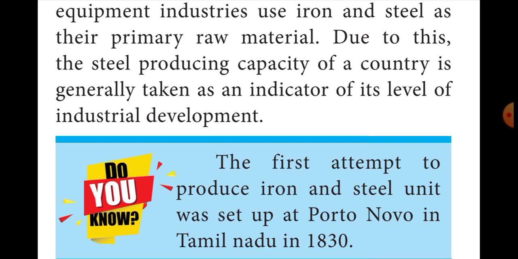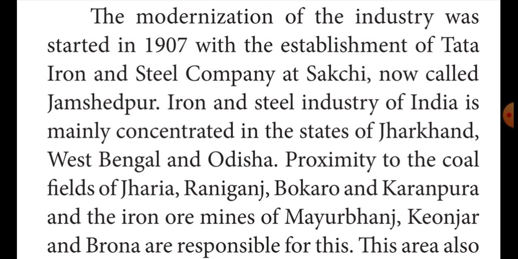Then the modernization of the industry was started in the year 1907. Modernization means development, that means using some techniques in those industries to make things. The modernization of the industry was started in 1907 with the establishment of the Tata Iron and Steel Company at Sakchi. Now it is called Jamshedpur.